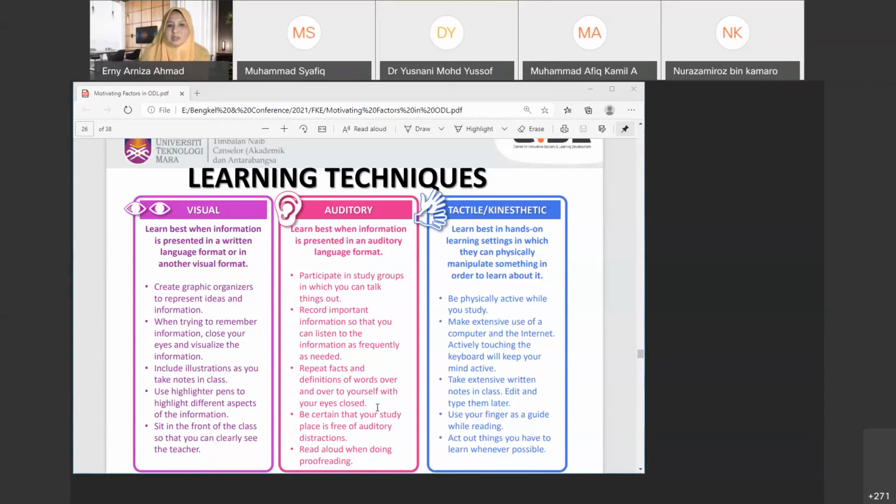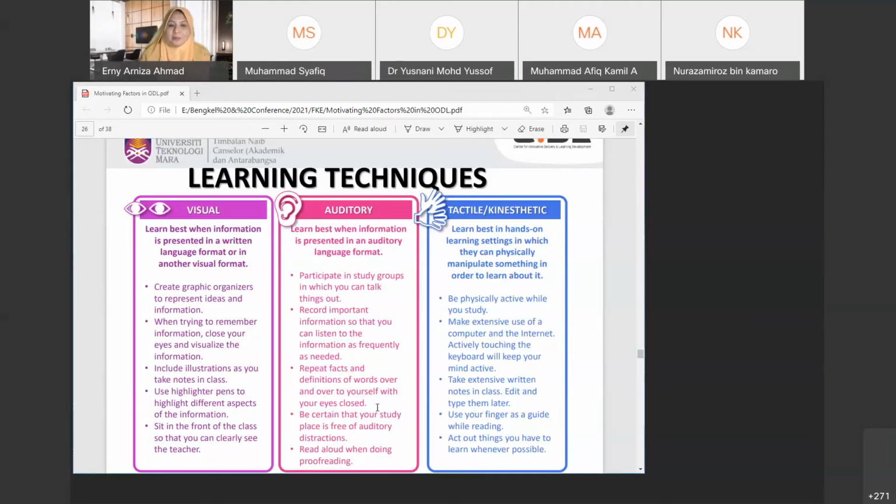And then be certain that your study place is free of auditory distraction. Kalau you just dengar, you janganlah belajar depan TV. Janganlah belajar dekat dengan ada radio ke apa ke. Memang dah kacau lah situ kan. Kadang-kadang baru hafal separuh kataan, separuh kataan lagi dah masuk lirik lagu. So you have to make sure that.